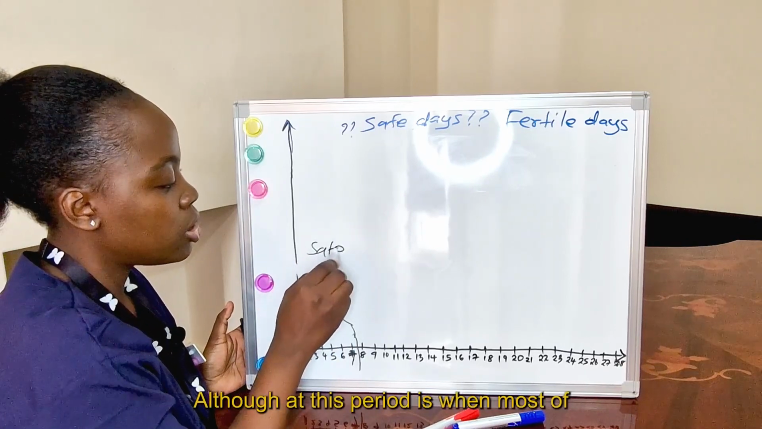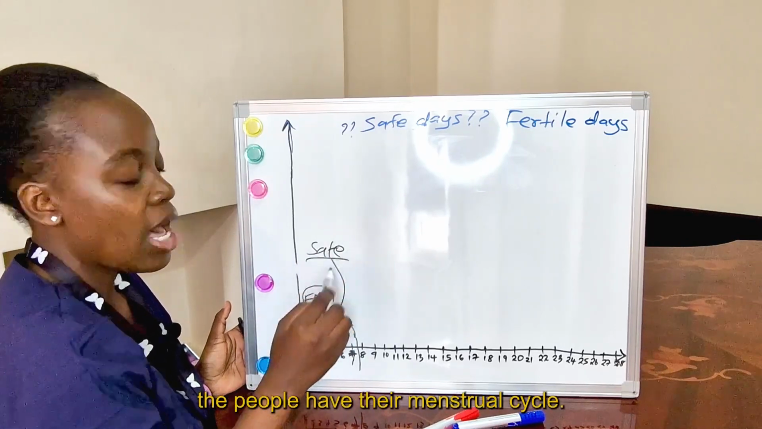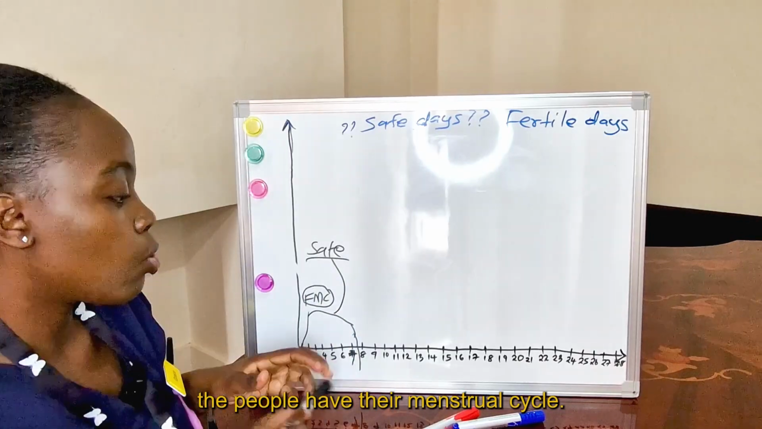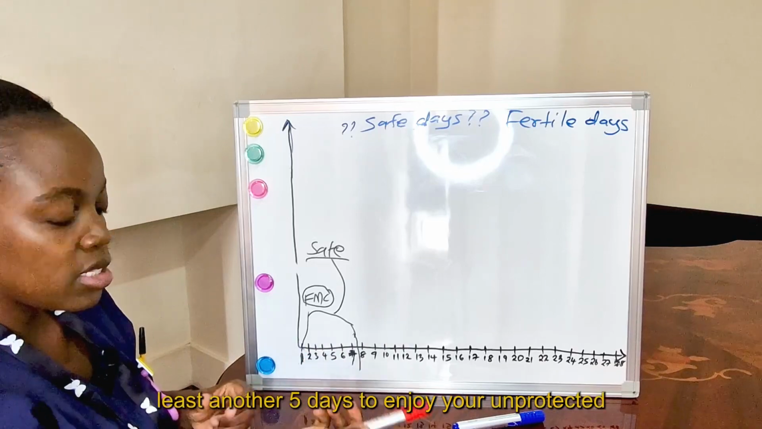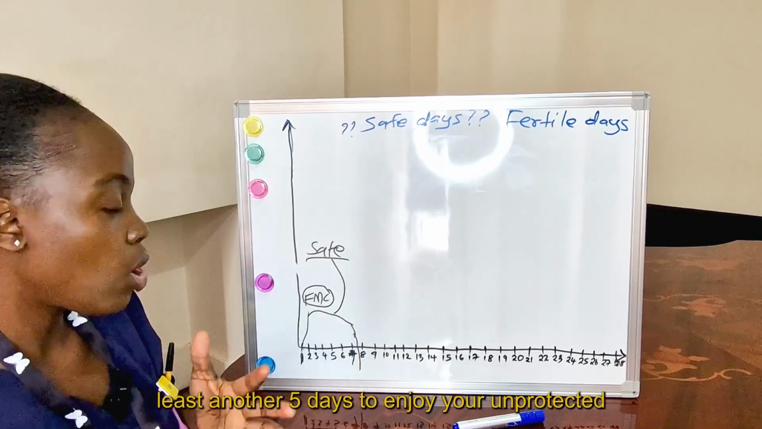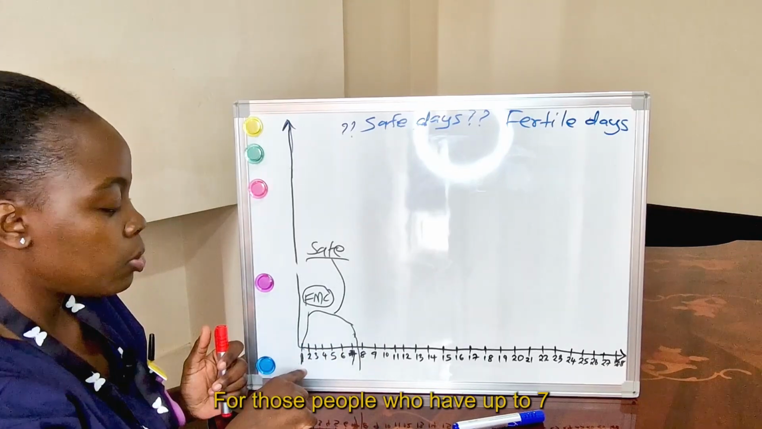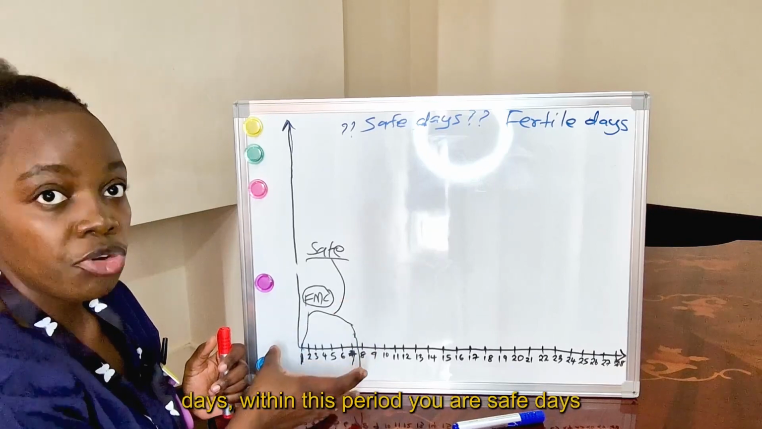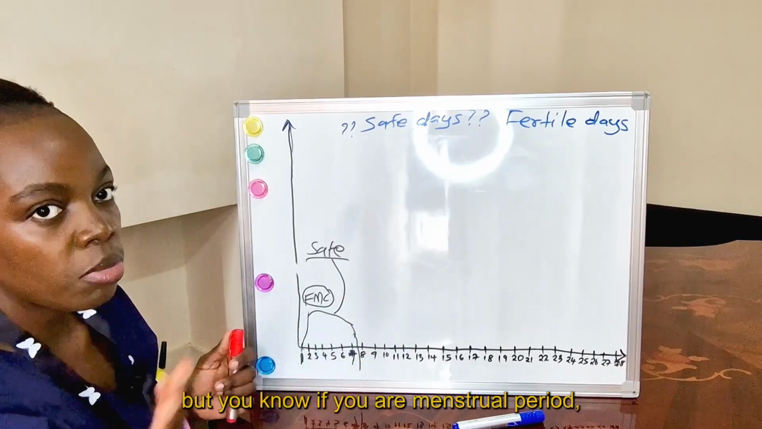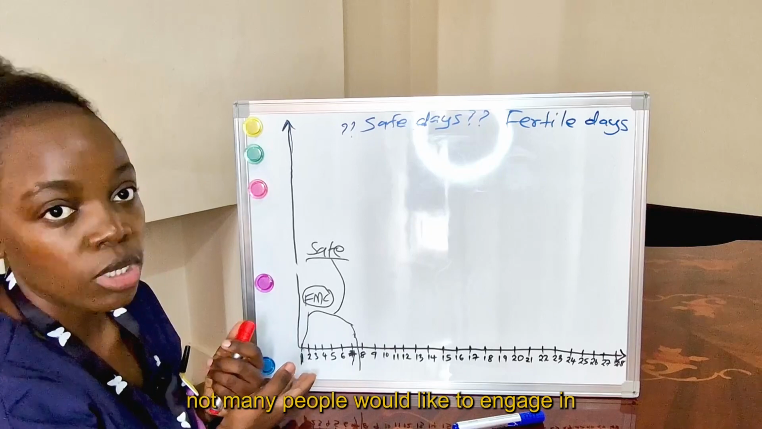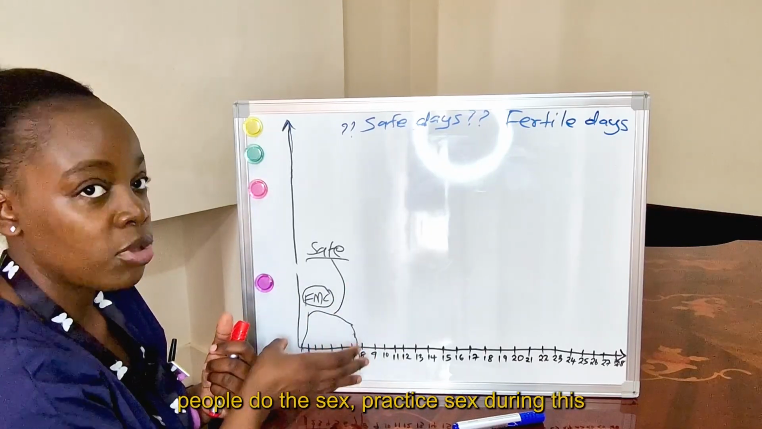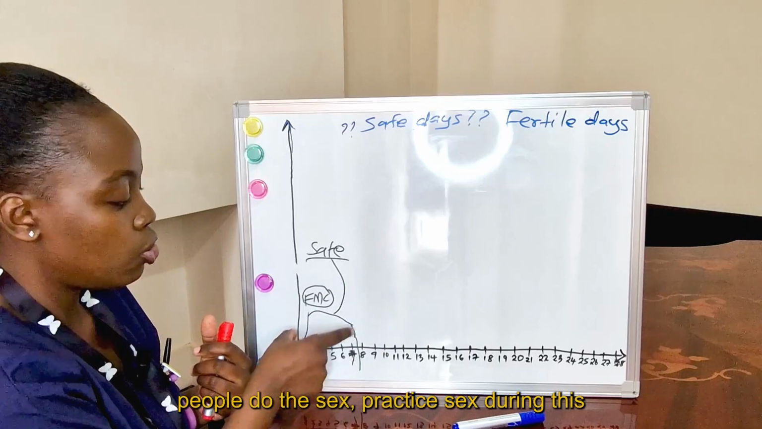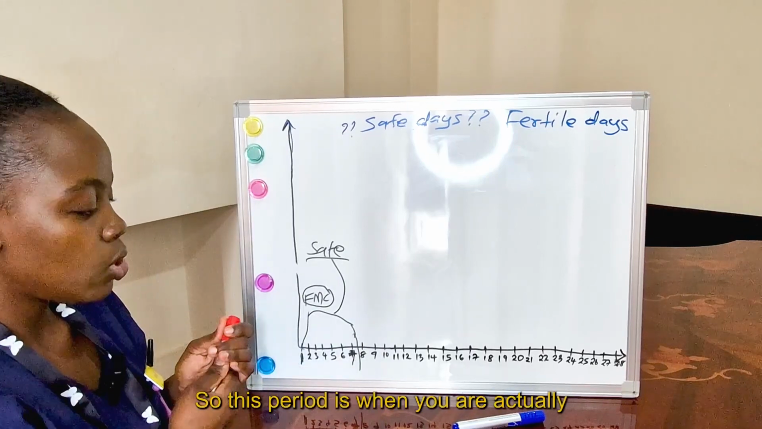Although this is the period when most people have their menstrual period. So if you have your period for 3 days, it means you have at least another 5 days to enjoy unprotected sex. For those who have up to 7 days, within this period are your safe days, but not many people would like to engage in unprotected sex during their menstrual period.